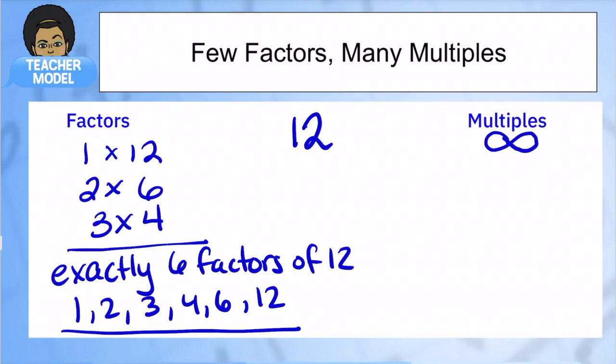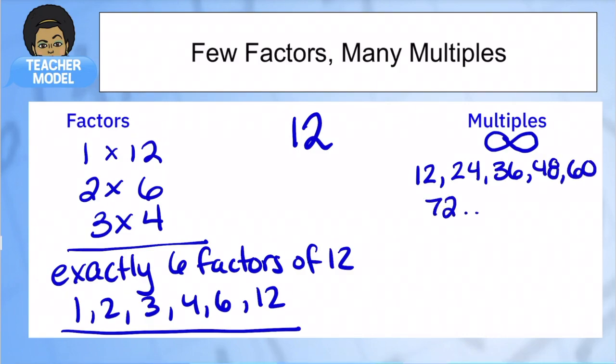So thinking again also of the number 12, I can do 12, 24, 36, 48, 60, 72, and I can keep going on and on forever and ever. I can continue to skip counting by 12s and make more and more multiples. So this is just a big difference.